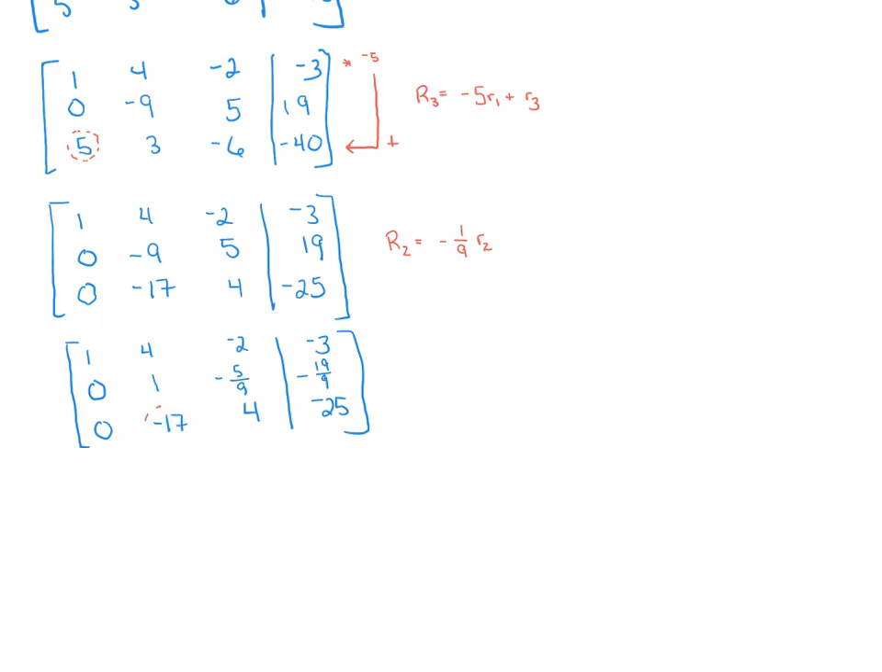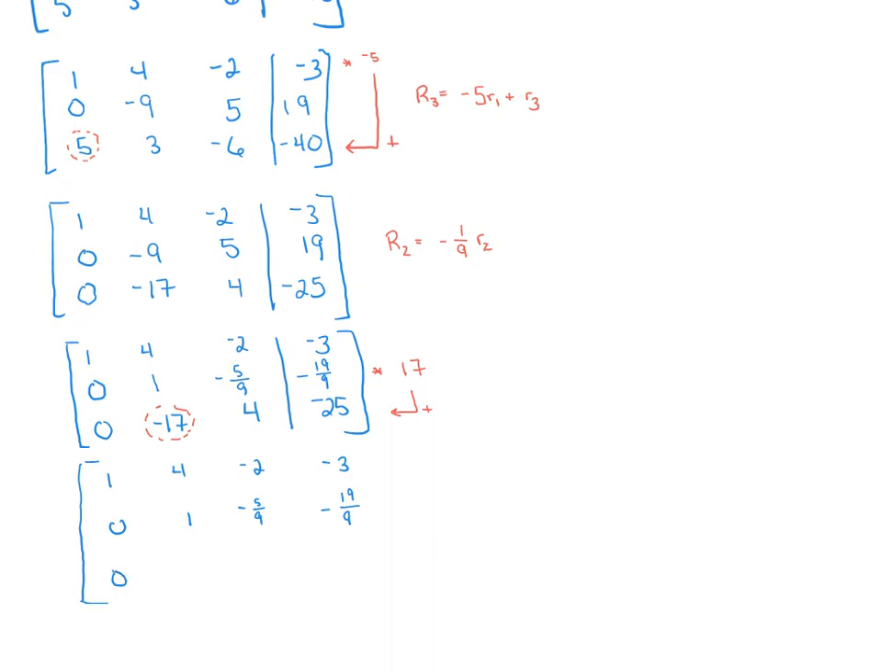So we want this to be a 0. So we're going to take this row and we're going to multiply it by +17 and add it to this row. So the first row doesn't change. Our second row doesn't change. Don't be scared about these fractions.